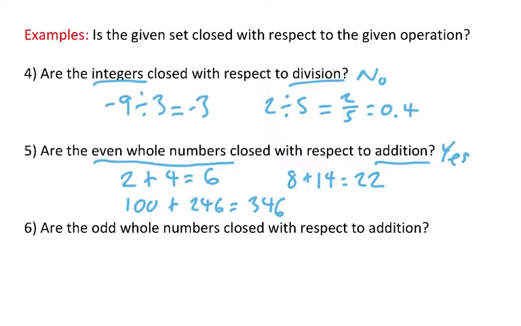However, if we look at the odd whole numbers, are they closed with respect to addition? The idea again is pick any two numbers in that set, elements of that set. What if we pick like 1 and 3? Those are odd whole numbers, but look at what happens. When you add them, you get an even number. That falls outside the castle. And so this set is not closed.